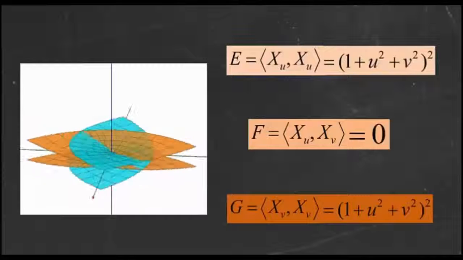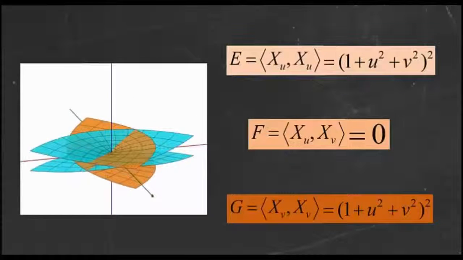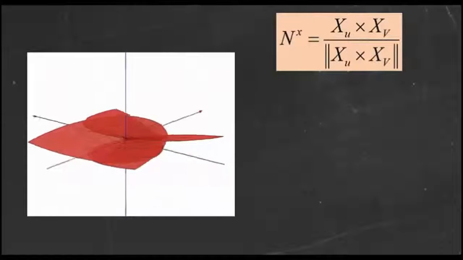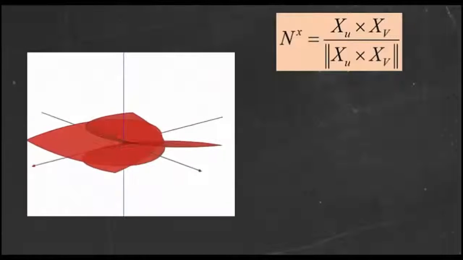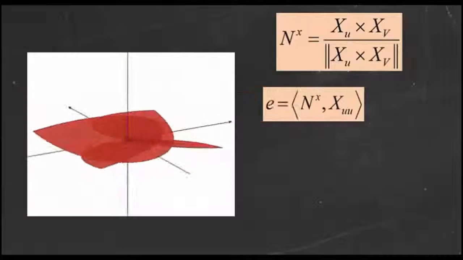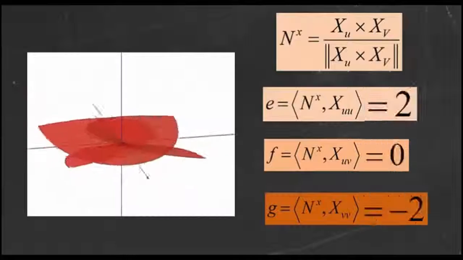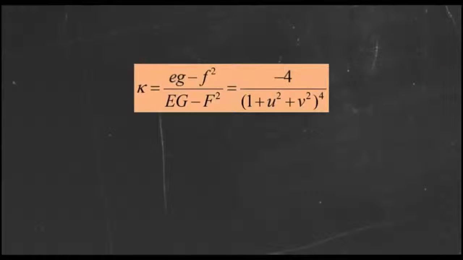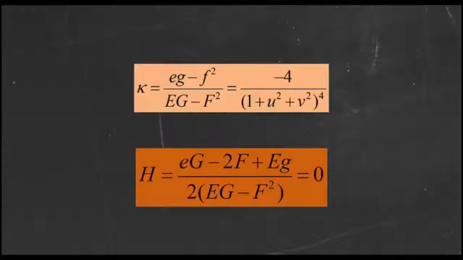Note that the coefficients E and G are the same. In order to calculate the coefficients of the second fundamental form, we need the unit normal vector N composed with X, which you get from this formula. We also need to compute the second order partial derivatives of the surface, and then plug them, along with N, into these formulas to obtain our coefficients. Now, if we simply plug the values into the formulas we saw earlier, we obtain the Gaussian curvature and mean curvature. We can see that the mean curvature is 0, which means that the surface XUV is a minimal surface.